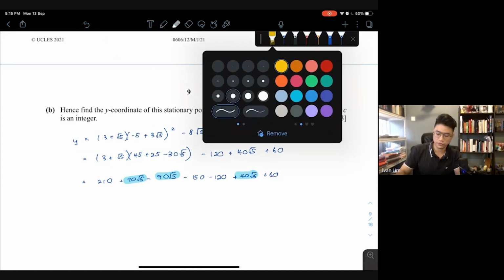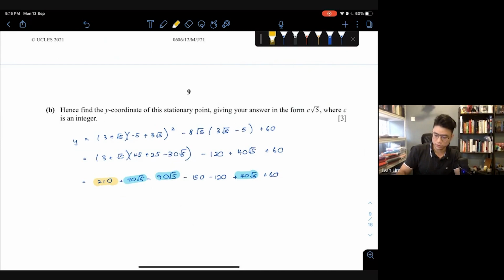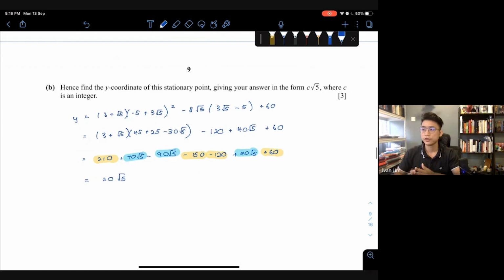The non-surd 5 terms will be here. Okay, the yellow ones all cancel each other off, it becomes 0. 70 minus 90 plus 40, you will get 20. So you get 20 surd 5. 3-mark question.